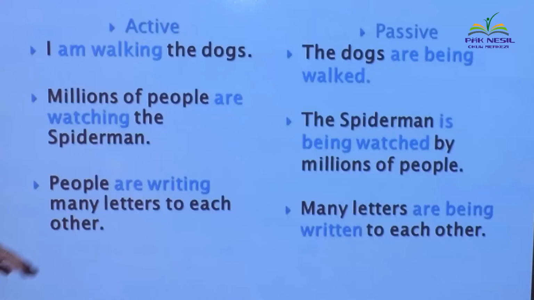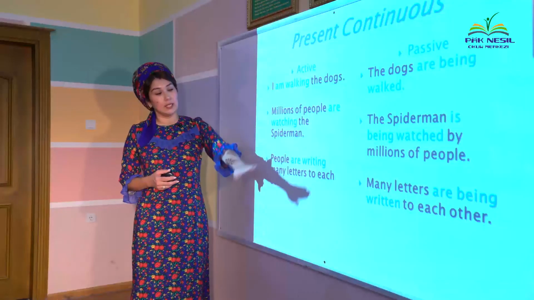Okay, great. And the next example, yes, people are writing many letters to each other. So again, the object: many letters are being written to each other. So don't forget about the ing form, yes, in continuous tense, and the verb 3.